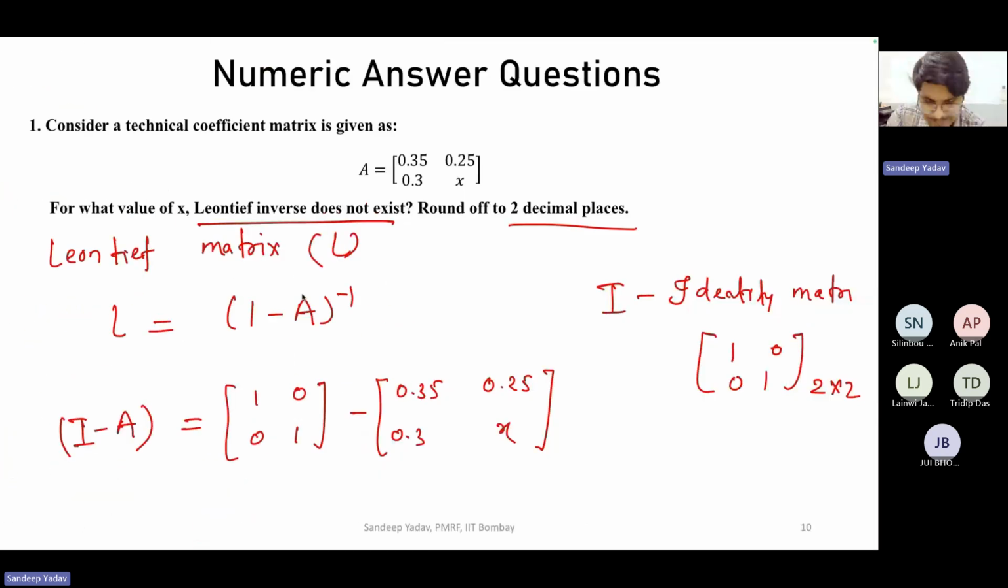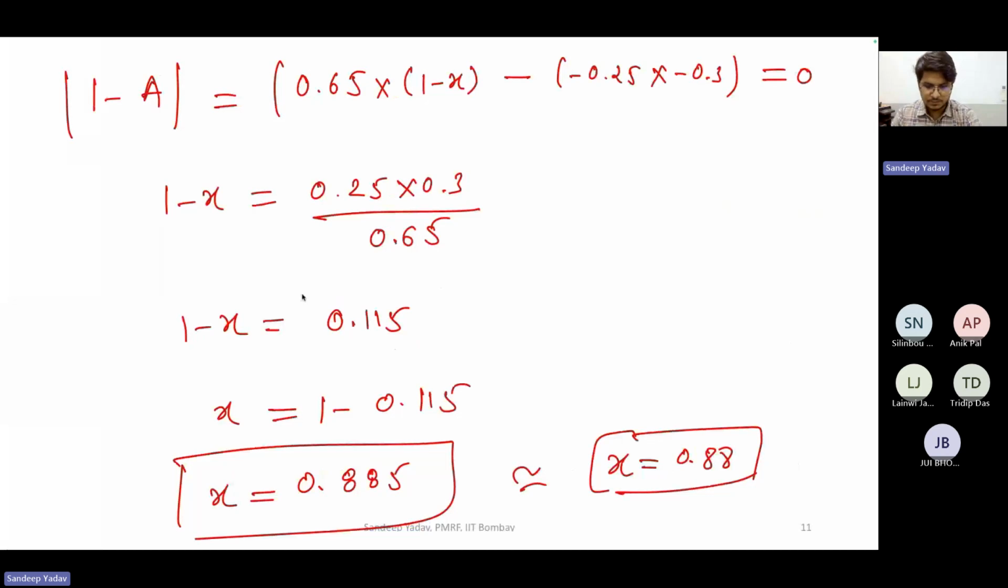It's asked for two decimal places, so that's why we convert to 0.88. I hope this is clear. If not, you can ask.